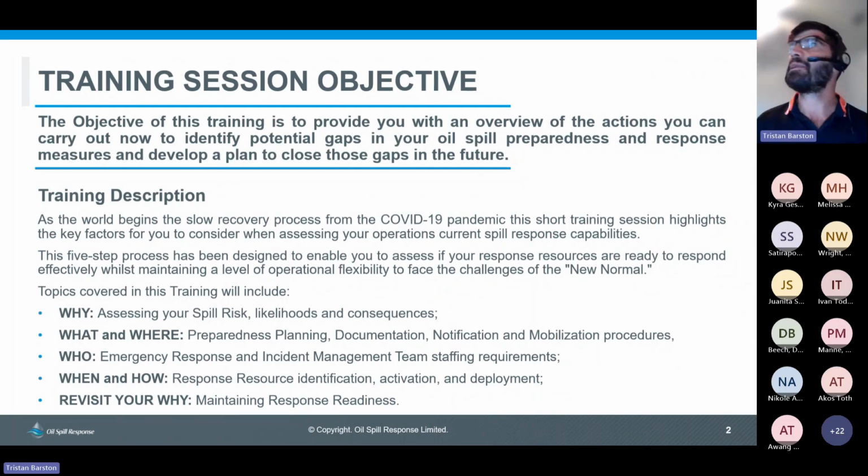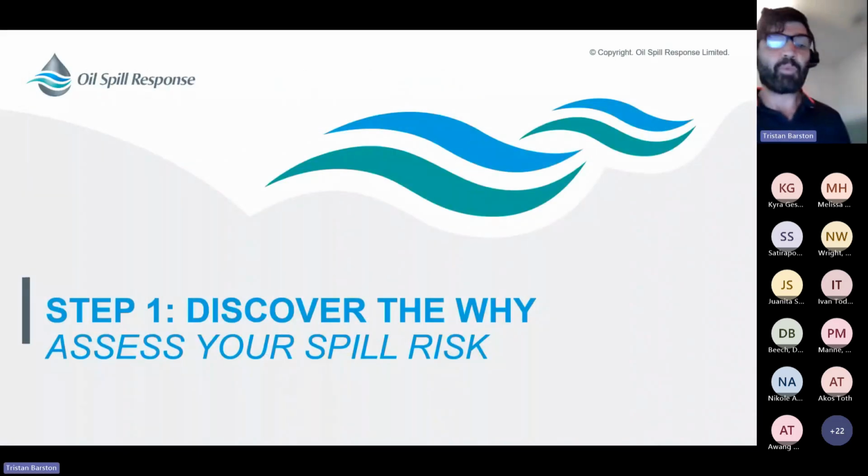And then last but not least, we're going to revisit our initial assessment. So revisit the why we're doing this, see if there's improvements that we can make, see if there's any changes in technology that we can harness to make our response more efficient. So we're going to start with step 1, to discover your why. So this is where we're physically going to assess our oil spill risk.